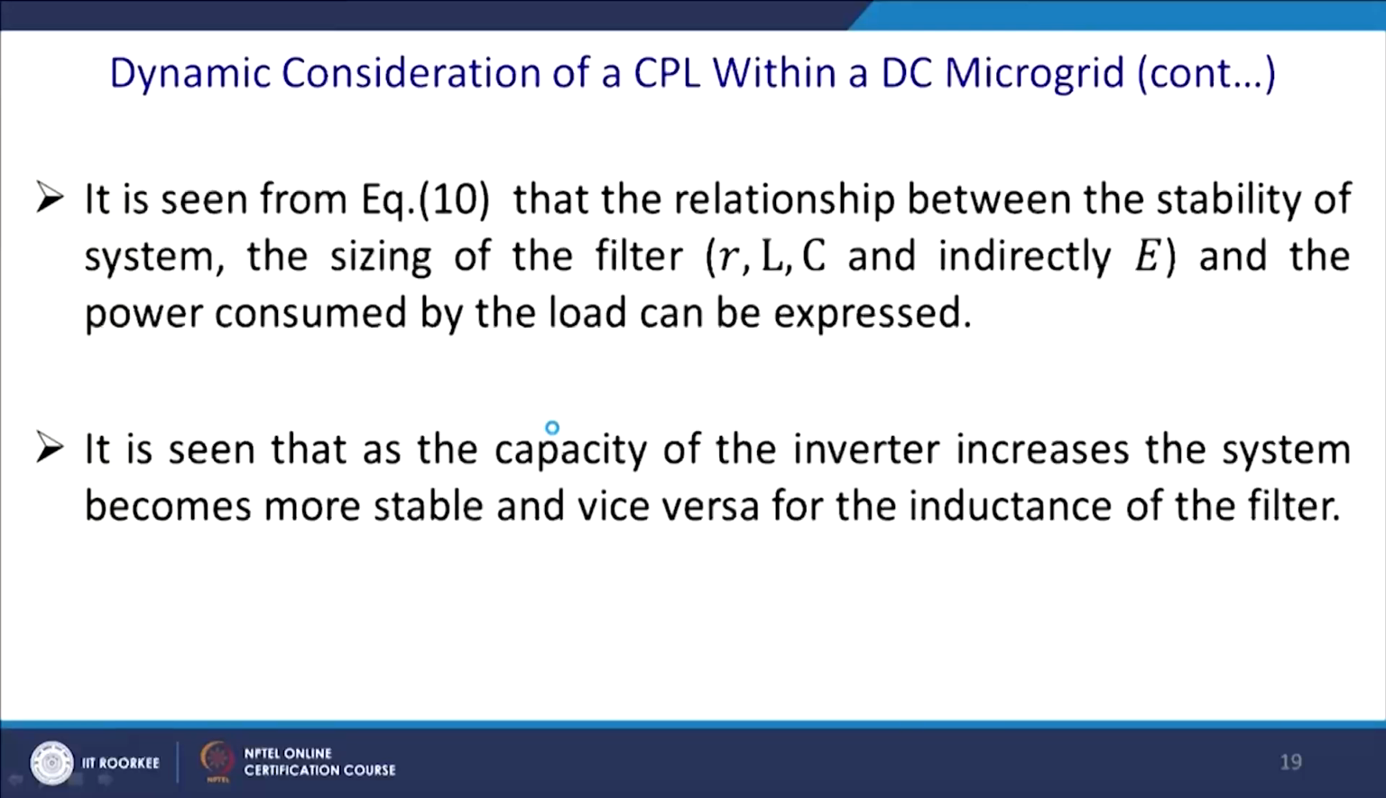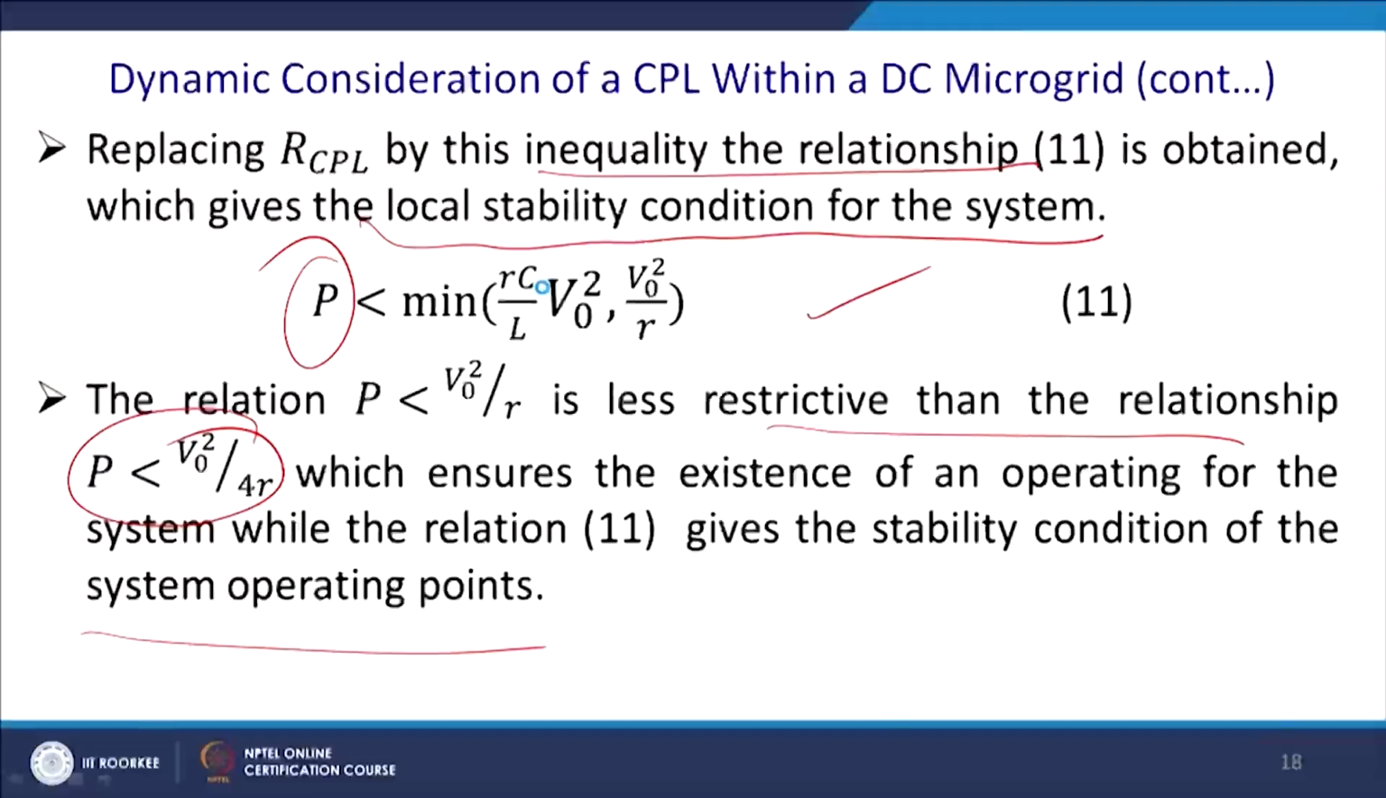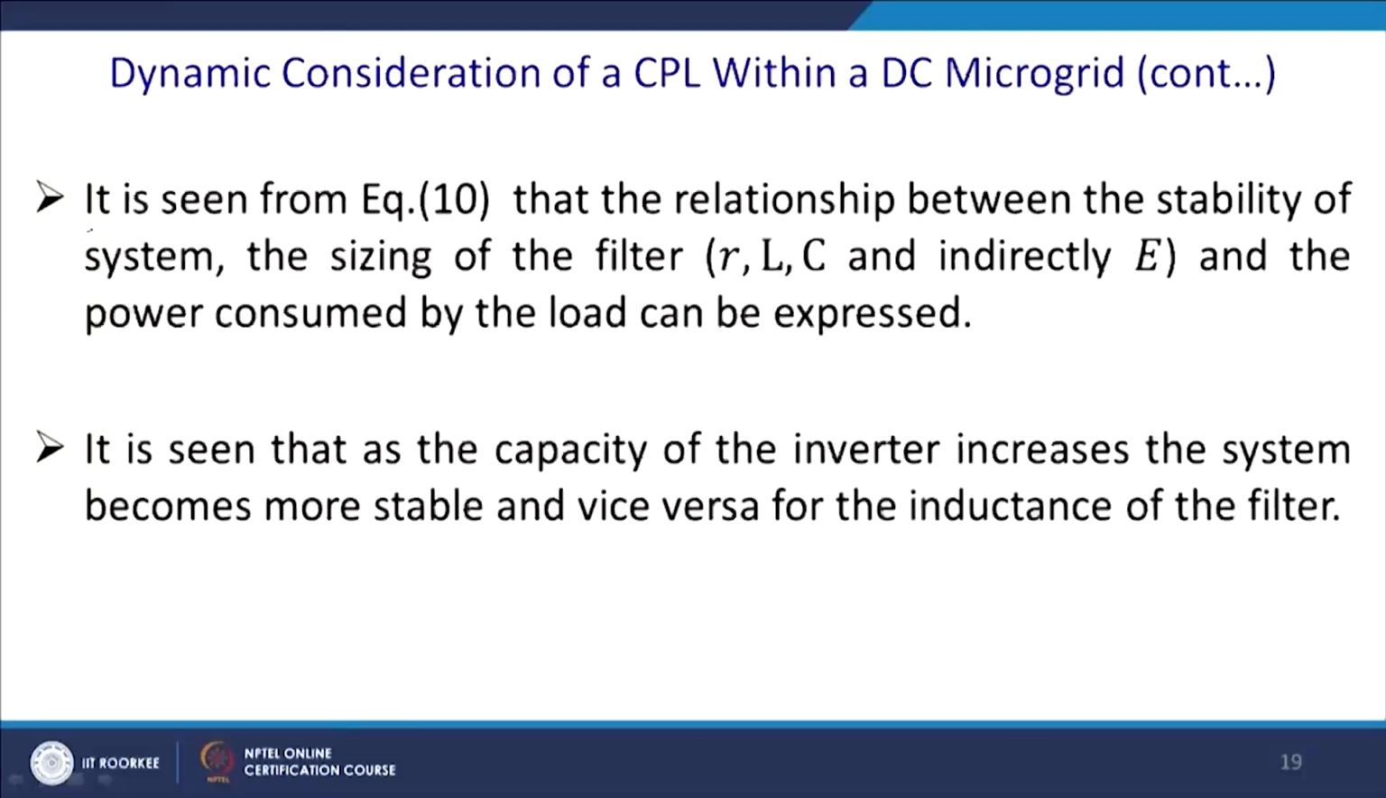Now, as we can see, the dynamic condition of the CPL in the microgrid. It can be seen that in equation 10, this is your equation 10, this is a constraint you have put, that is RCPL should be less than minus R and RCPL should be less than L by RC. So, these are the two constraints you have to put into this condition for deriving stability.